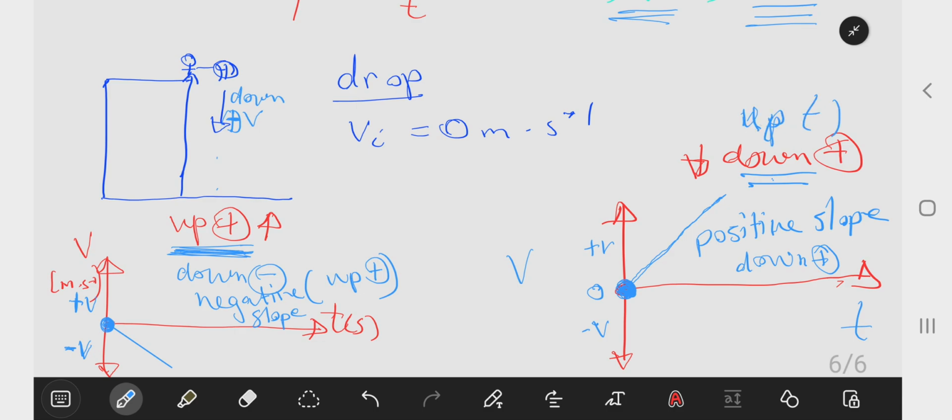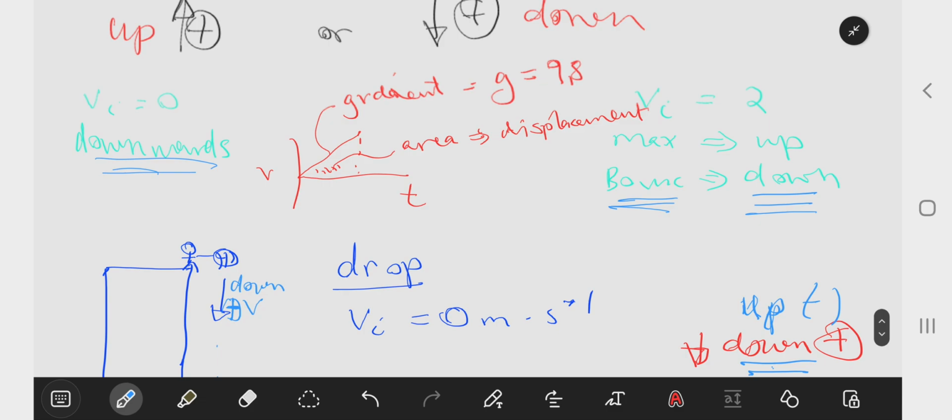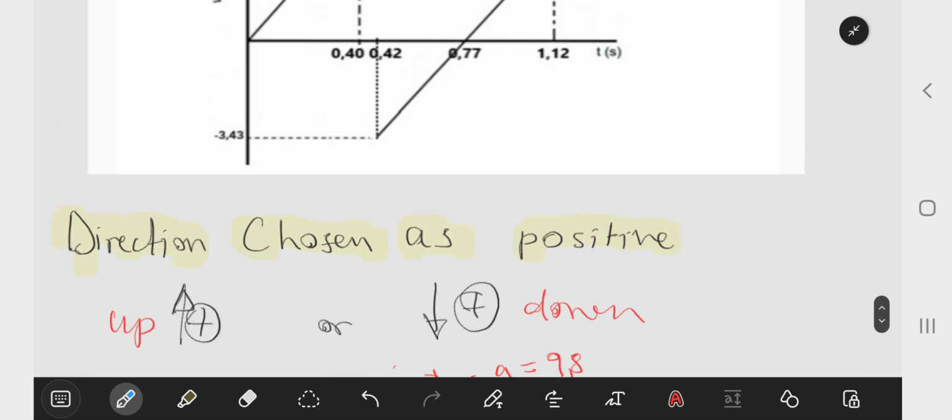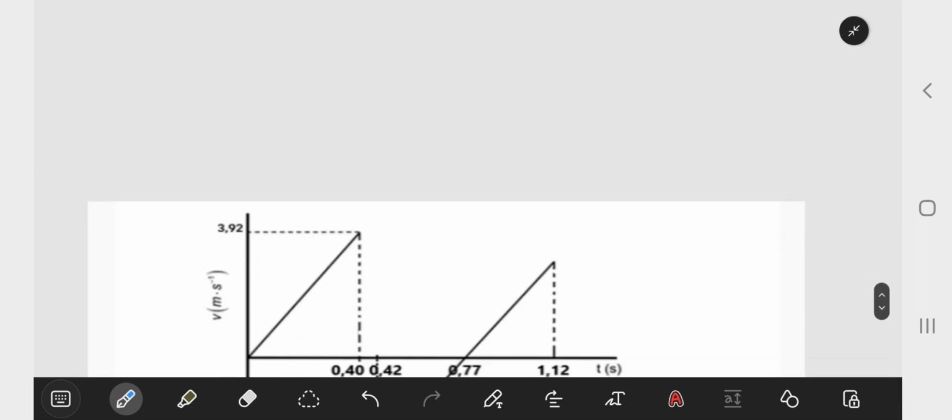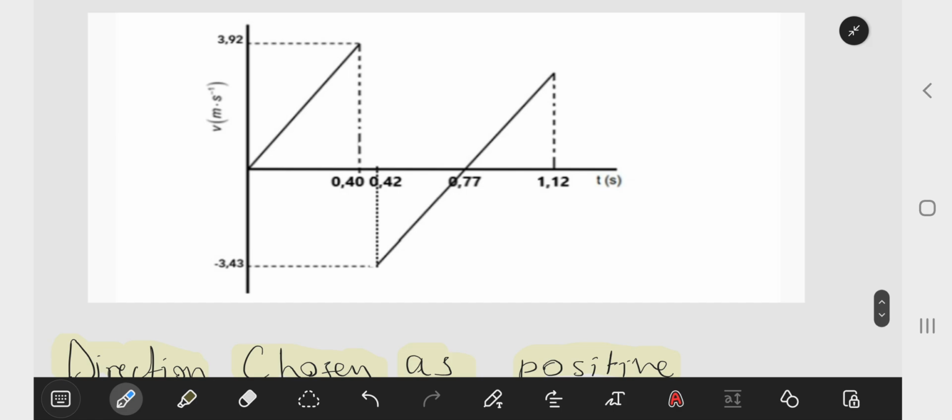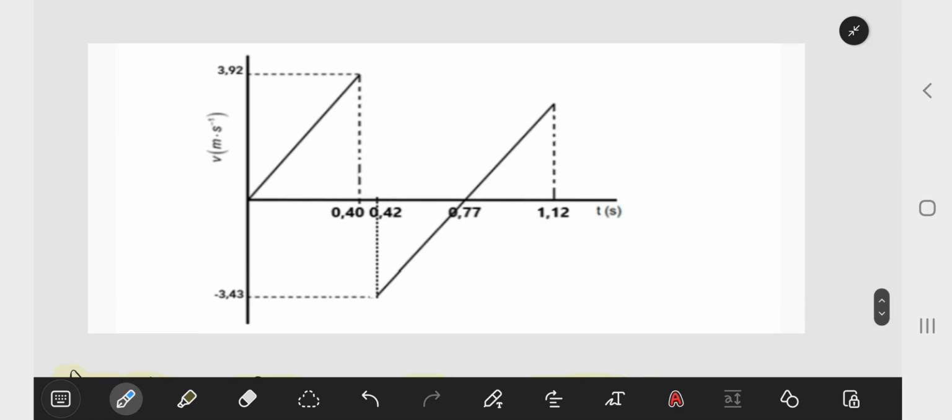So this is how we identify our directions. All right, so let us look at a few graphs that we have been explaining in the previous videos. Okay, so this one is for this video. Let us look at this graph.